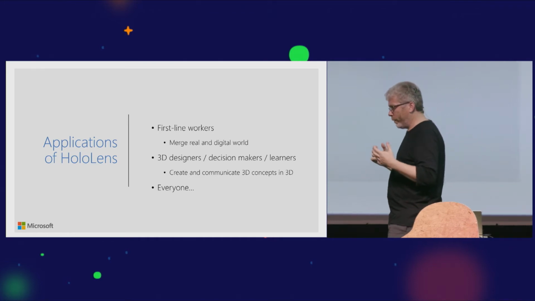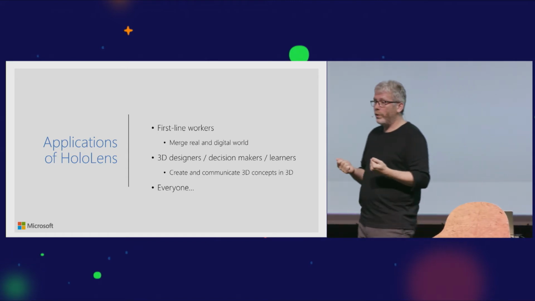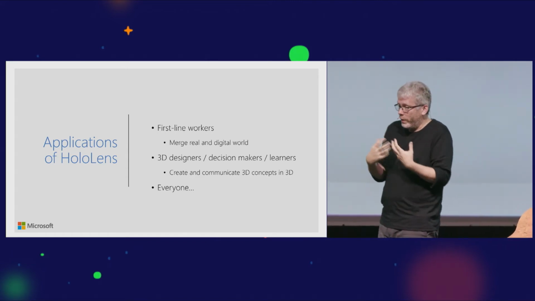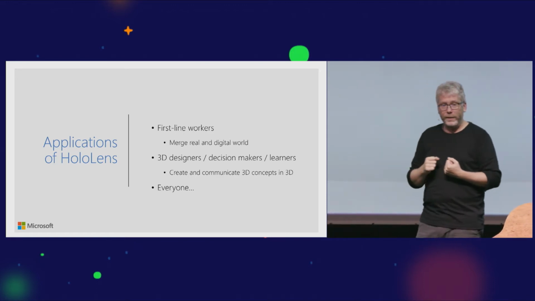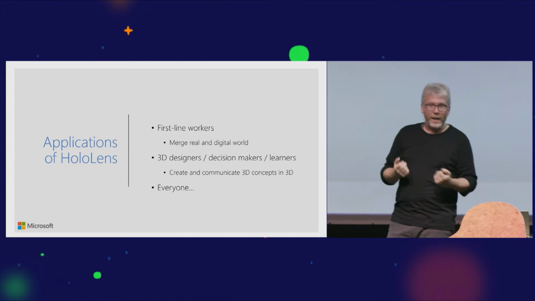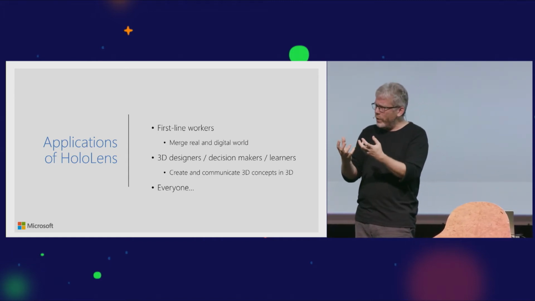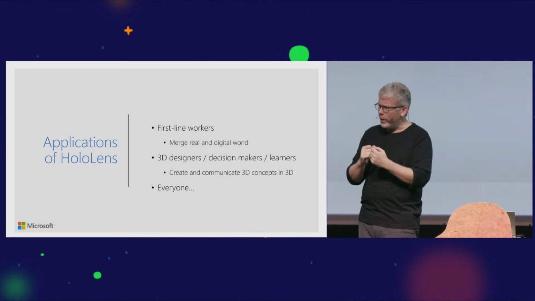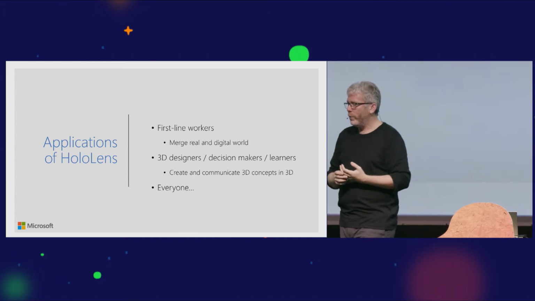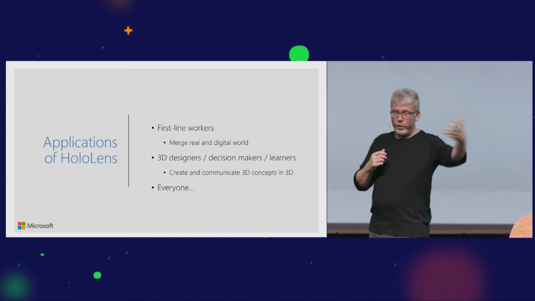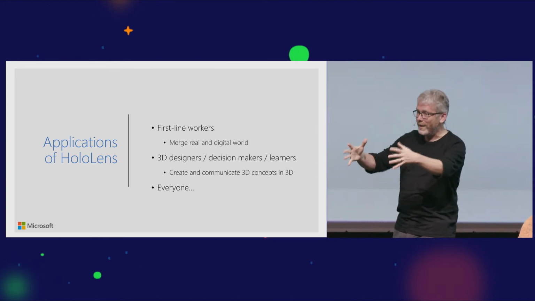The other one is for 3D designers, for people that generate 3D information. There's a lot of value there in being able to communicate between the people that make this 3D data and the people that need to make decisions based on these designs, who might not be as familiar with manipulating 3D information. Even if you see a 3D model on a screen or even a 3D screen, because you are not yourself immersed in the same space, it can be very confusing. If you put on a HoloLens and the person you're discussing with also puts on a HoloLens, you can discuss the design, point at things, and it's in your world.